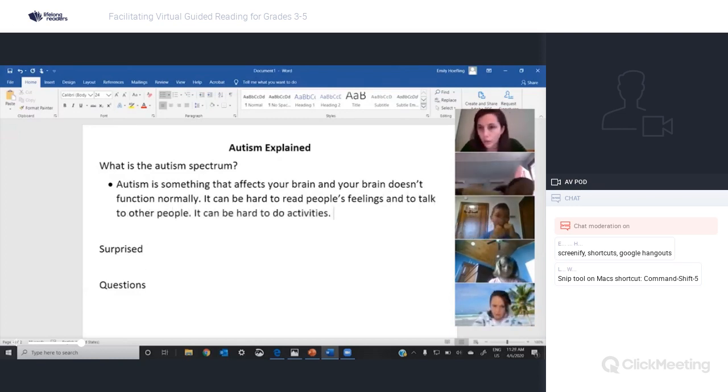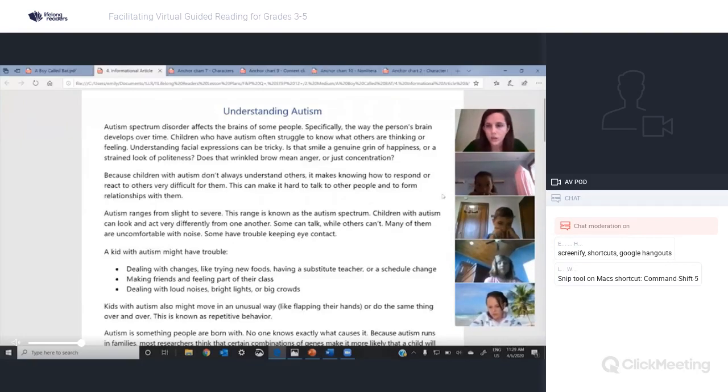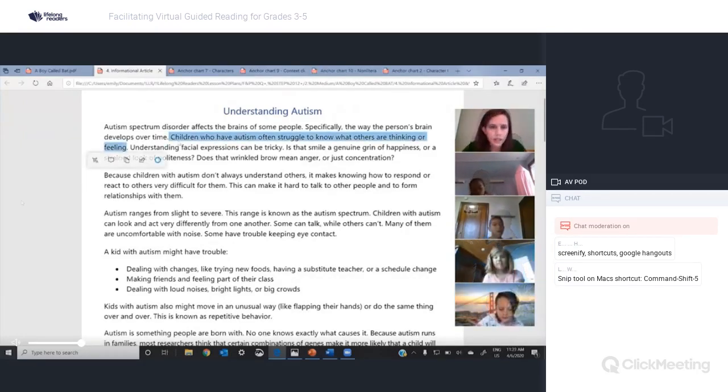Now, okay. Let's look at what we wrote when we put it into our own words and let's see if there's evidence for it, okay? So something that affects your brain doesn't function normally. It can be hard to read people's feelings and to talk to other people. It can be hard to do activities. So let's see if there's evidence for that. So if you see a piece of evidence that can support that, go ahead and put your thumb up.